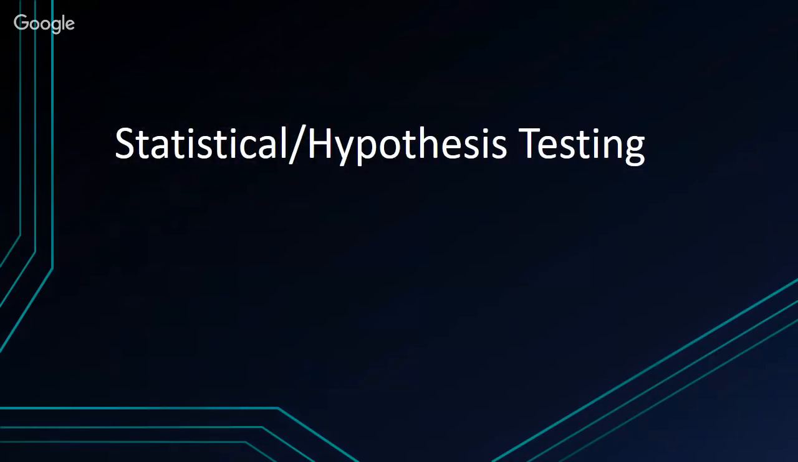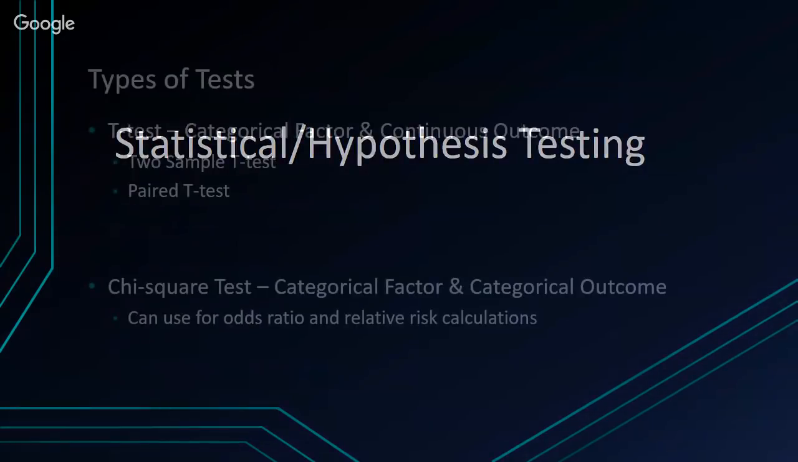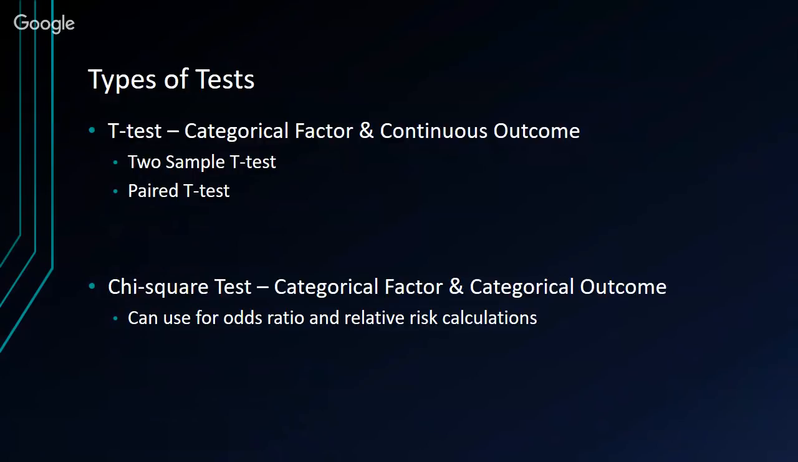Stats and hypothesis testing. So when I talk about categorical or continuous factors and outcomes, categorical is like discrete. A categorical factor could be like sex, so male or female, whereas a categorical outcome could be, did the patient die or recover? And continuous is the opposite, it's the spectrum.